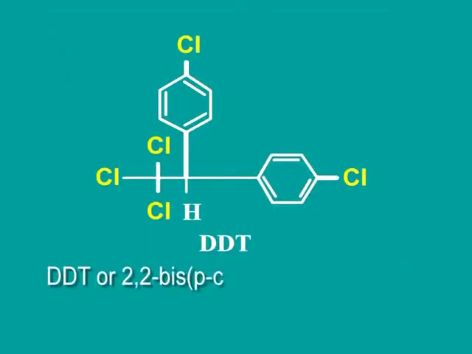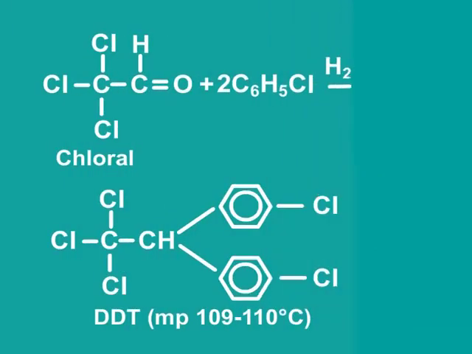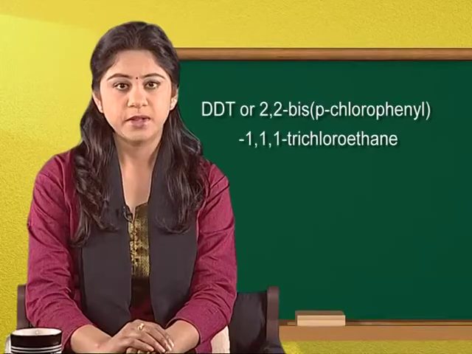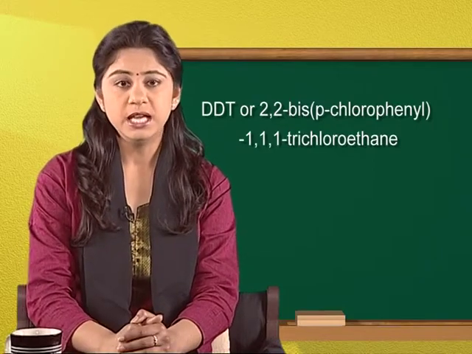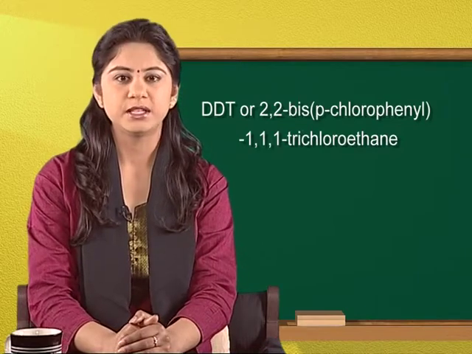DDT or 2,2-bis para-chlorophenyl 1,1,1 trichloroethane. It is prepared by the condensation of chlorobenzene with chloral, that is trichloroacetaldehyde, in the presence of sulfuric acid and heat. DDT is formed. The melting point of DDT is 109 to 110 degrees centigrade.